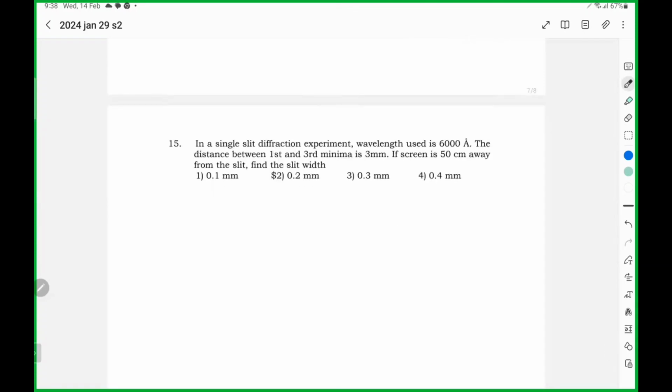Here it is a single slit diffraction experiment. So in the diffraction experiment, the third minima is obtained at y3, which will be 3 lambda D by d. First minima will be lambda D by d. It's not Young's double slit experiment, it is a diffraction experiment. Young's double slit means third minima will be 3 lambda D by 2d. The difference between these will be 2 lambda D by d, which is 3 mm.